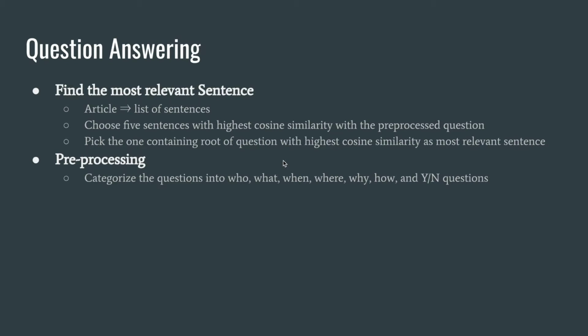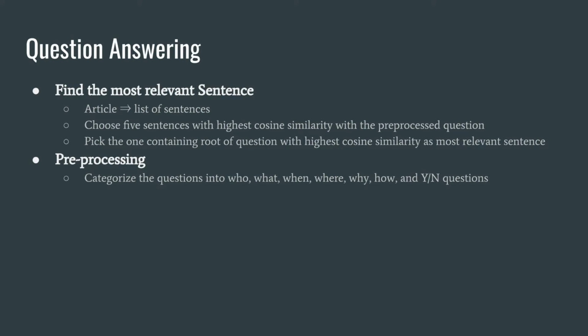Next, I'll introduce our question answering system. For question answering, we first try to find the most relevant sentence to each question. We compute the cosine similarity of each sentence, keep the top 5, and then we return the one containing the root of the question with the highest cosine similarity. We assume that the answer that we want is contained in that most relevant sentence.